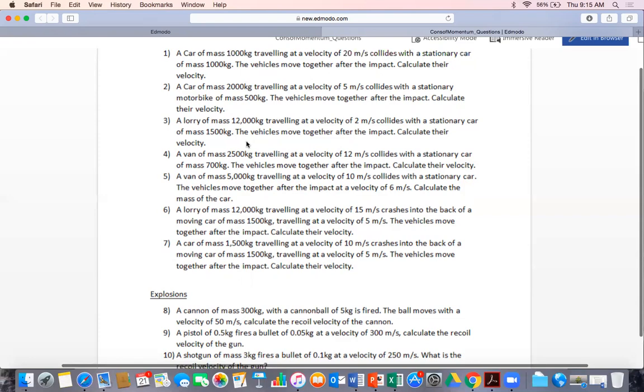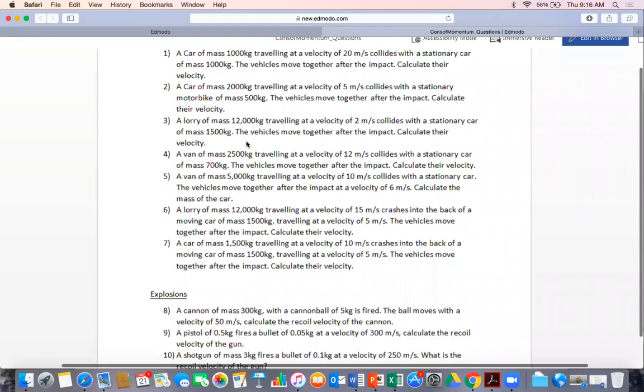And then the vehicles move together after the impact. That means they stick together. This is similar to the trolley one last week we saw. So calculate their velocity. Because we know that before momentum and after momentum is the same. So before momentum is, okay, car A and car B. Car A is 1000 times 20. So it's 20,000. That is the momentum.